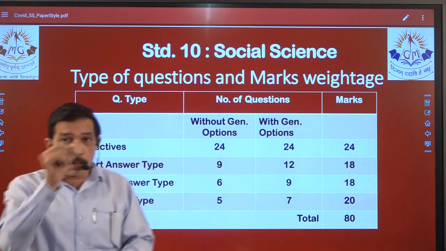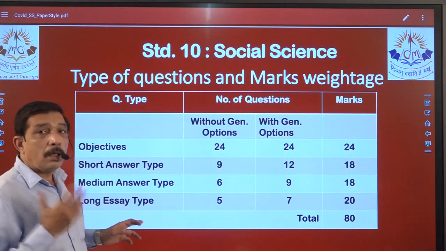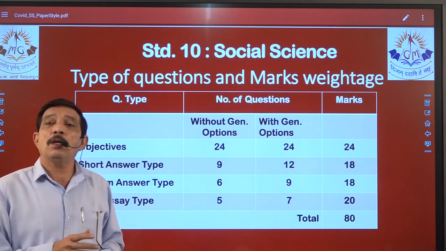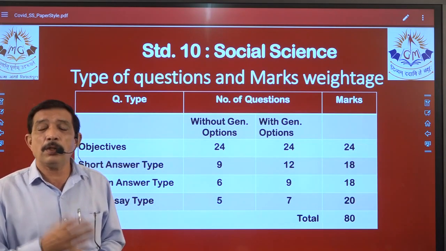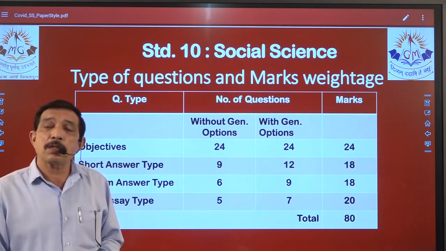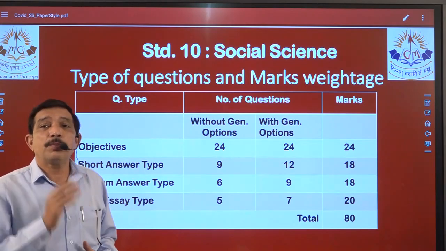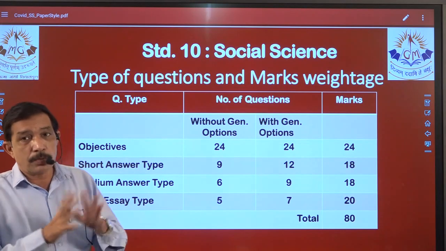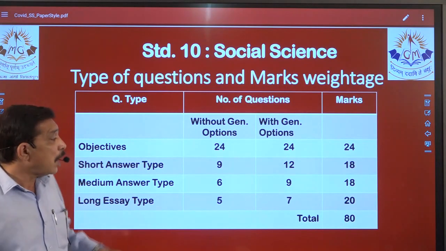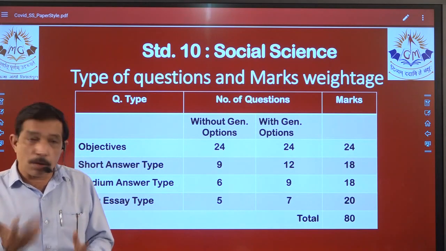Students, please keep on writing so that it becomes easier for you to understand the paper pattern. Medium answer type are the 3 mark questions. In a 2 marks question, we write at least 4 to 5 points. In 3 marks, the minimum requirement is 9 points, and it can go up to 10 or 11, because we have to answer in brief, not in very short. So there also you have greater choice.